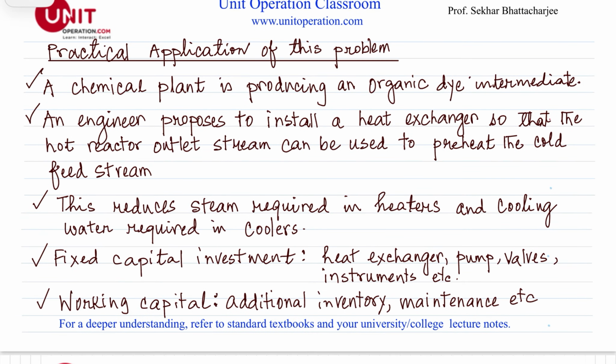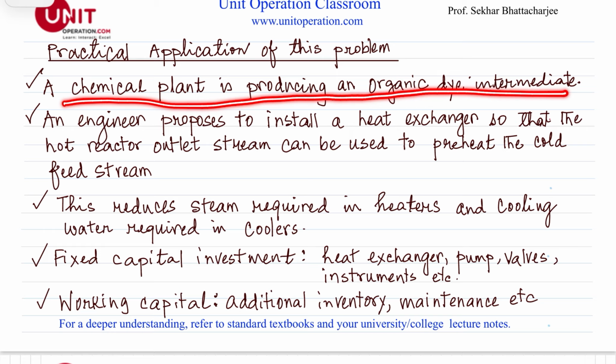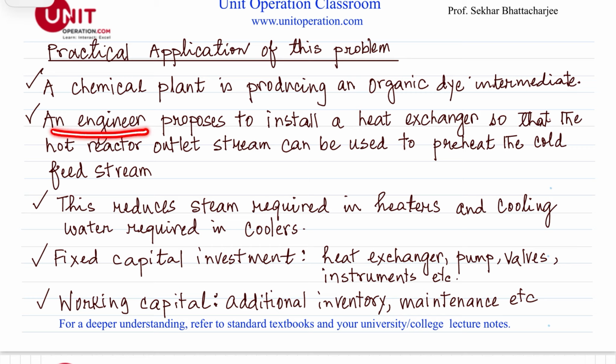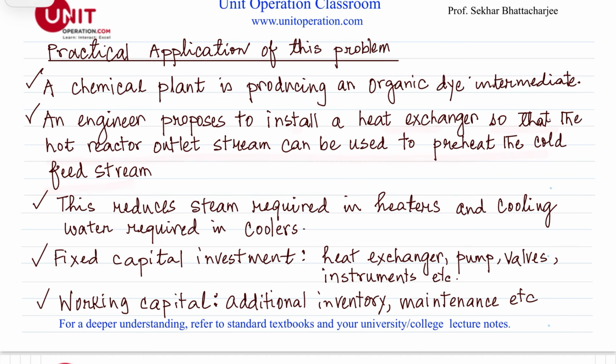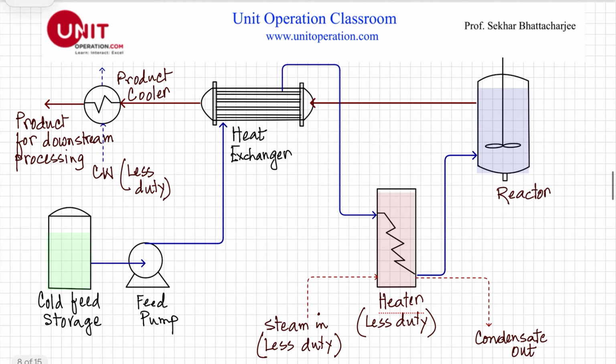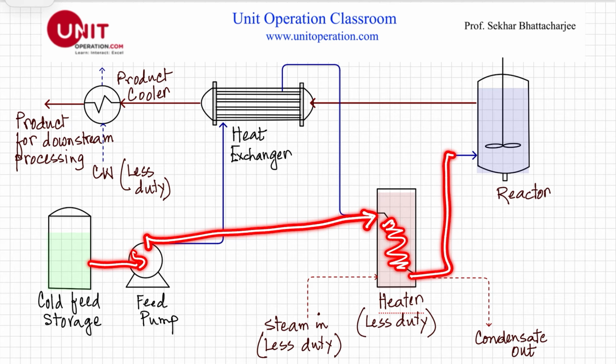Now let's look at the practical application of this problem. Let's say a chemical plant is producing an organic dye intermediate. An engineer proposes to install a heat exchanger so that the hot reactor outlet stream can be used to preheat the cold feed stream. We'll see what it is. So let's say this is the cold feed, which has to be fed to the reactor here. Normally we put it through a pump and send it to a heater, where it gets heated to the reaction temperature, and then it goes out, and here the reaction happens, and the product is taken out and sent to the downstream process.